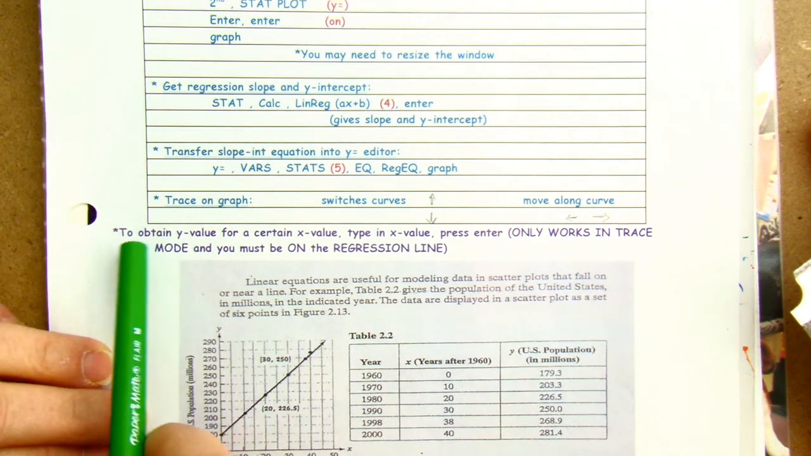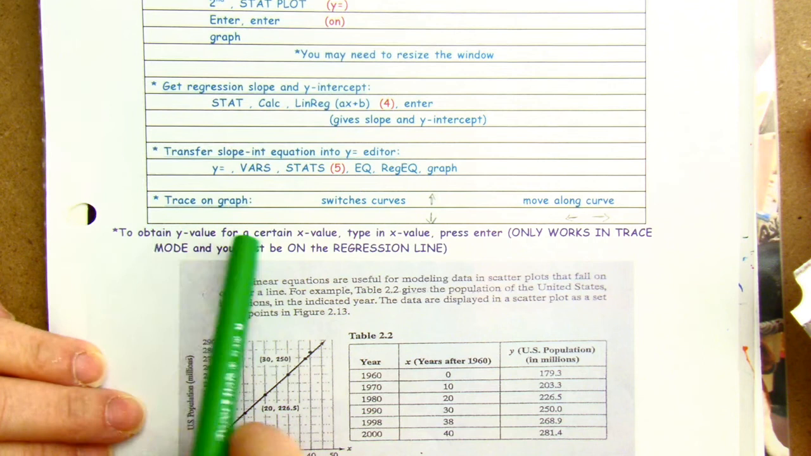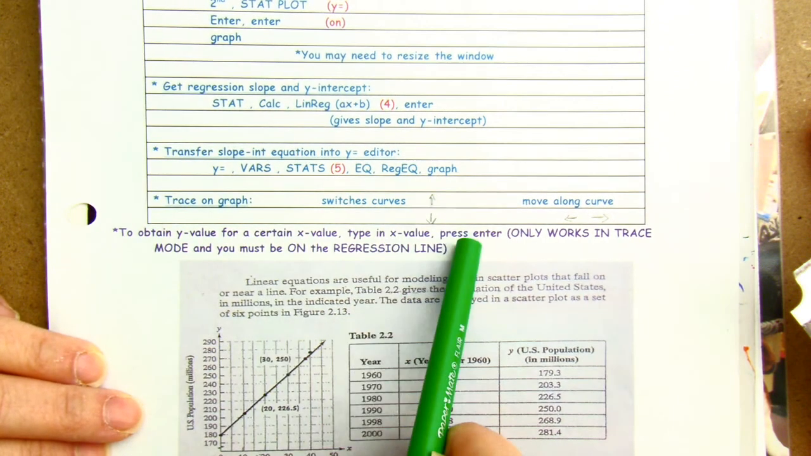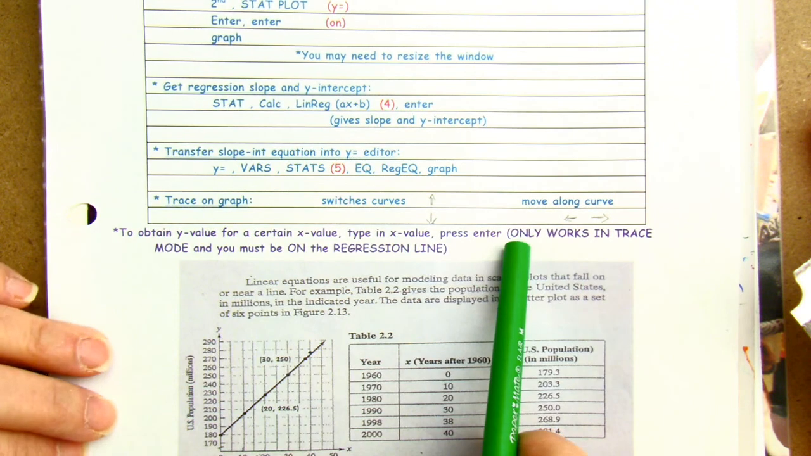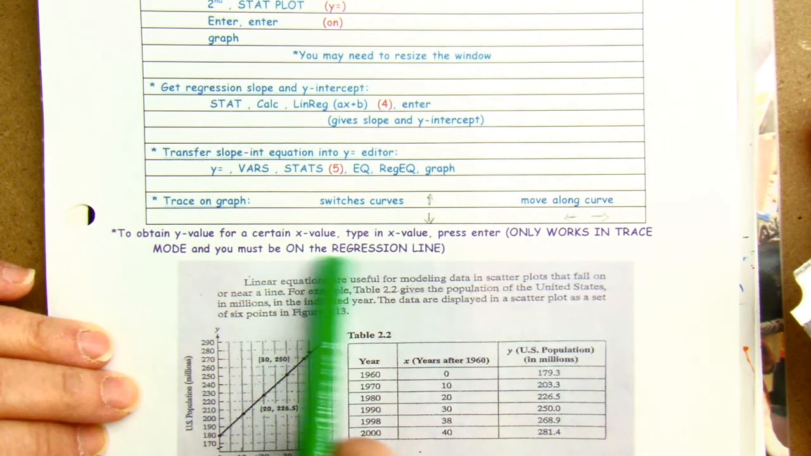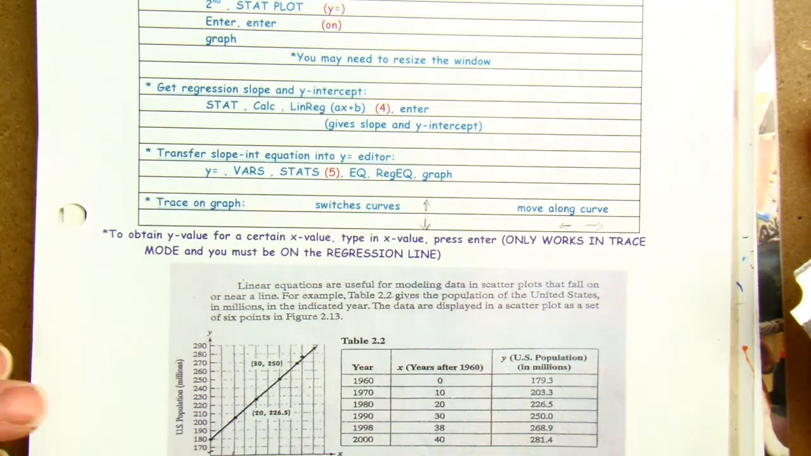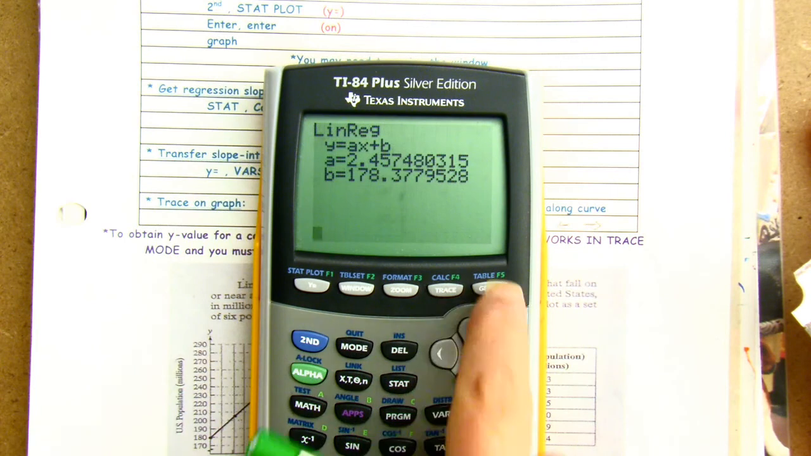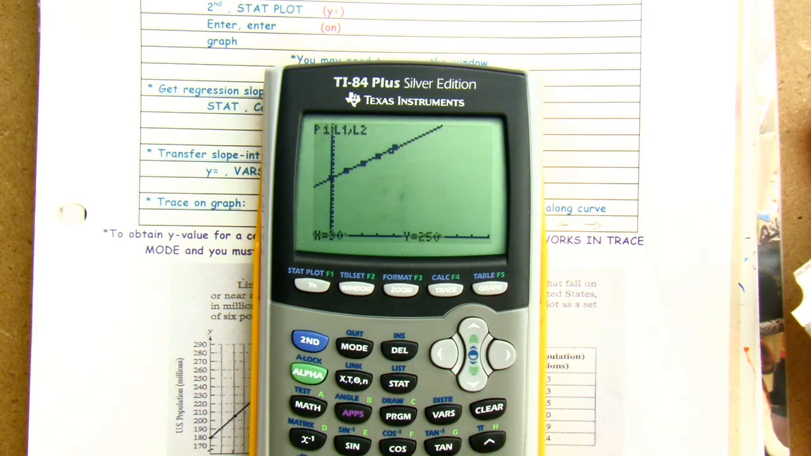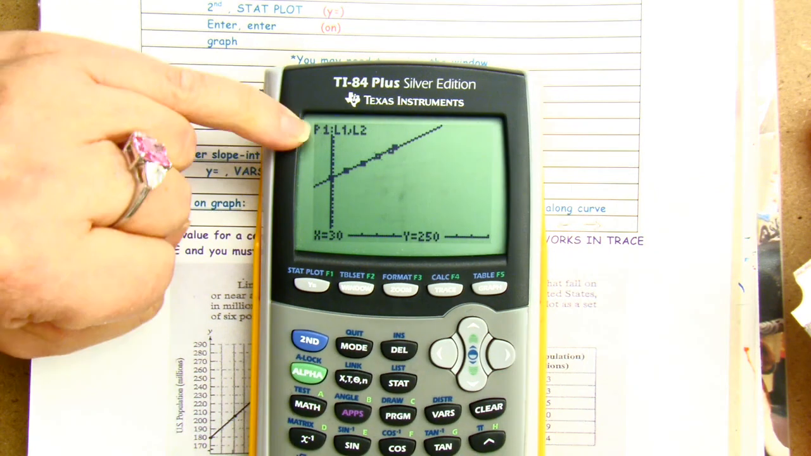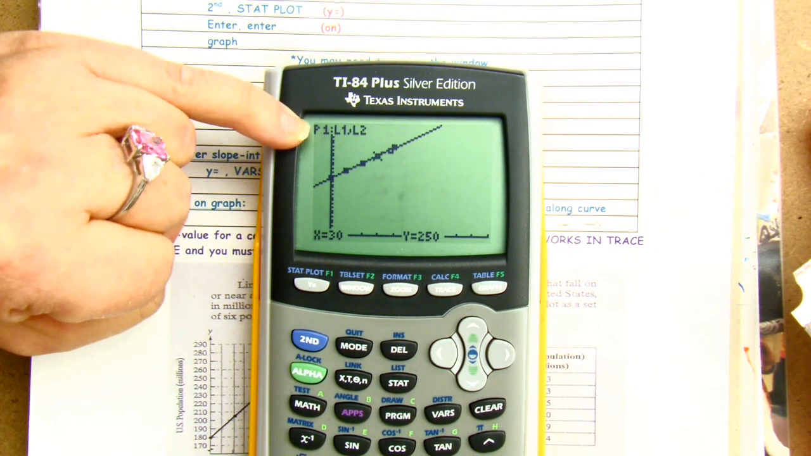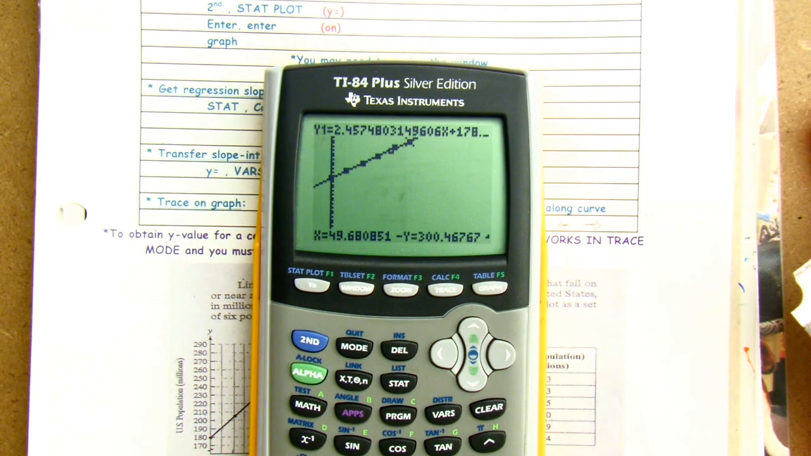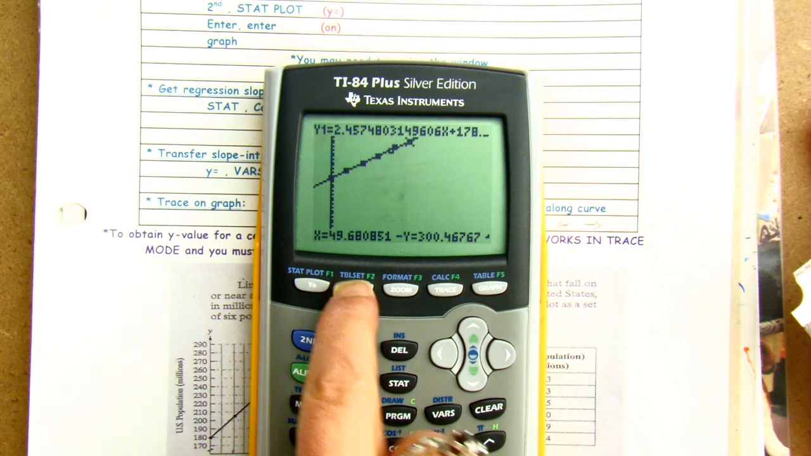All right, this little note here. To obtain a y value for a certain x value, you're going to type in the x value, press enter. This only works in trace mode, and you must be on the regression line, okay? So again, that's what I showed you here. If I go second quit, and I go graph, I'm in trace mode. Notice I'm tracing on the plot. You have to switch it to the line, and you can type in any x value as long as the x value is within that window that you chose.